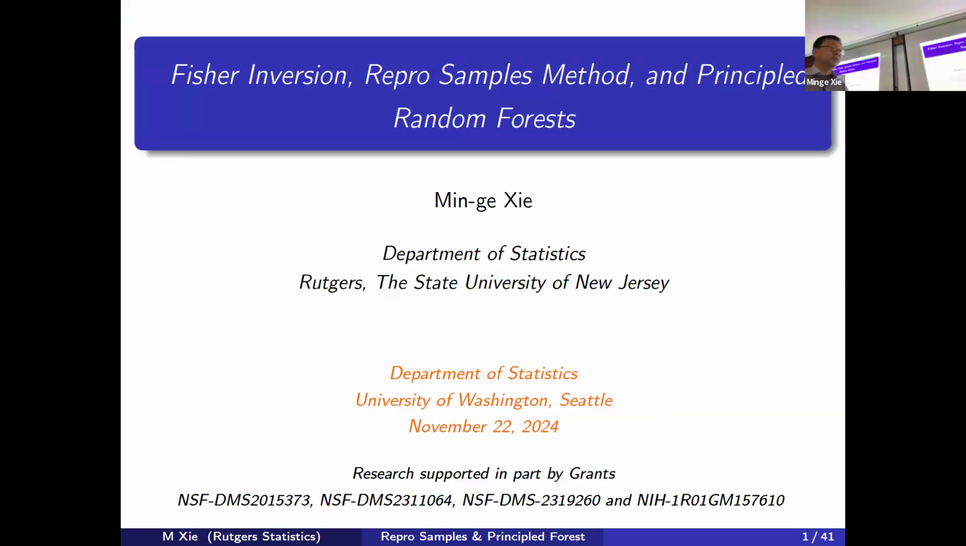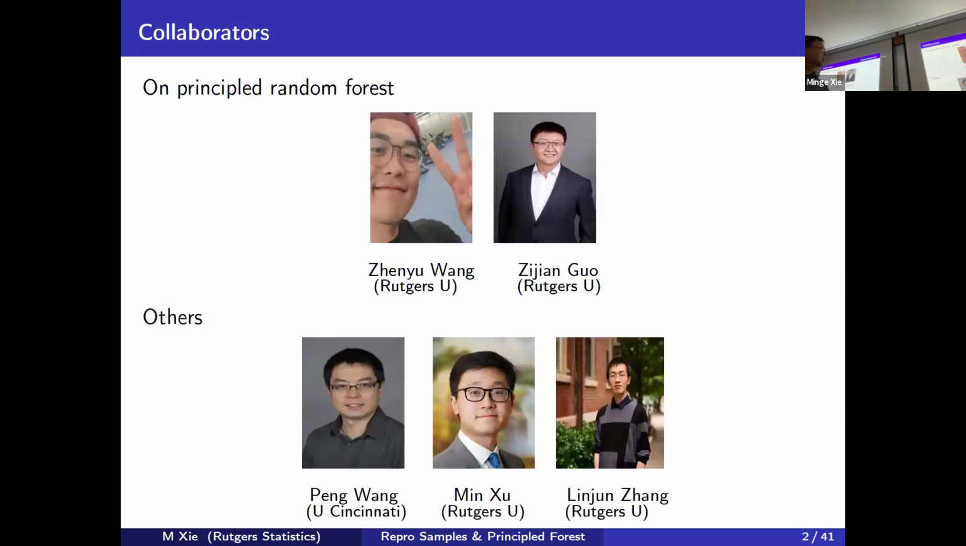What I'm going to talk about today is something a little bit new. The title is about Fisher inversion, the Repro samples method, and particularly using the random forest as an example, and how to do this with tree models. Here are my wonderful collaborators, and I really like to work with young people; I learn a great deal from each of them. Today's talk mostly comes from the principal random forest, which is ongoing research with a PhD student, Zhengyu Wang, and my colleague, Zijian Guo. But the development of Fisher inversion and the Repro samples method has a longer history, and here are the other collaborators involved in this type of research.